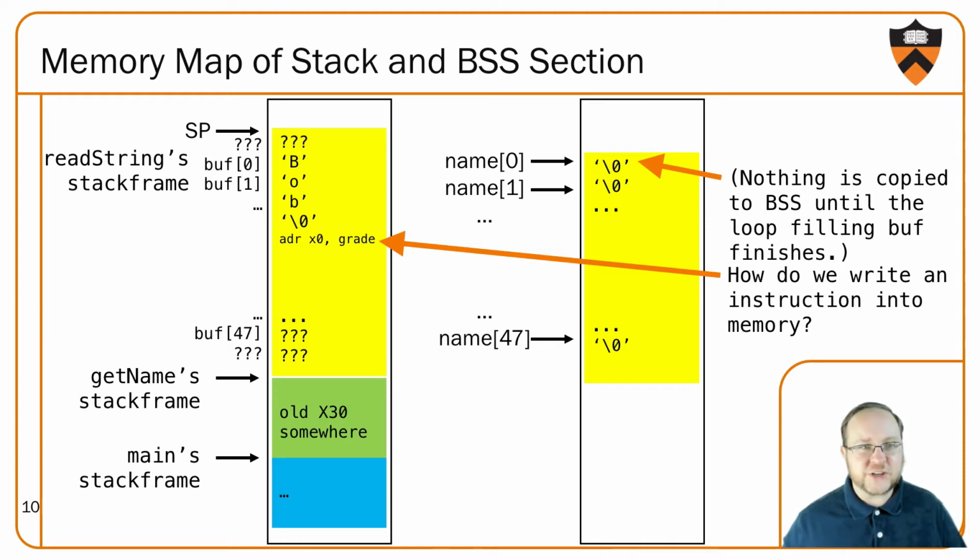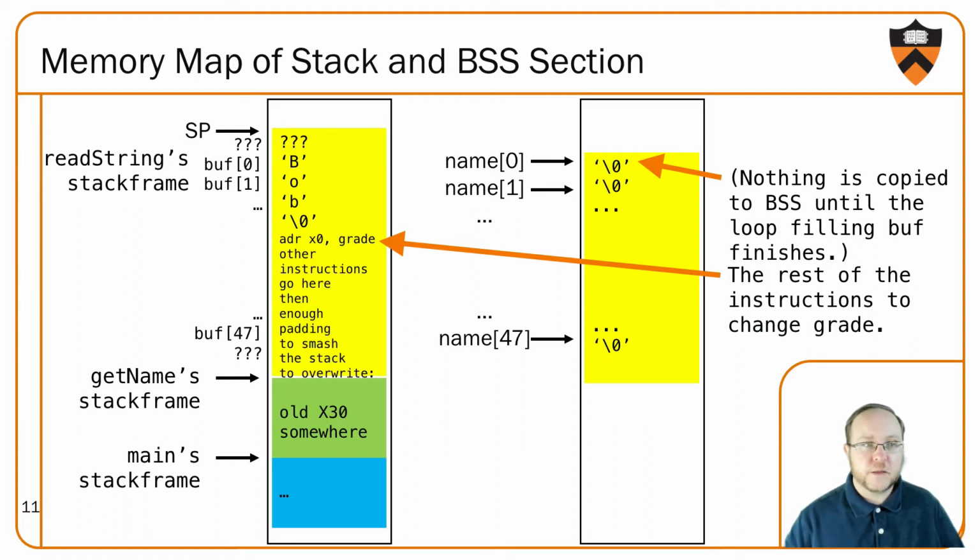That's not how executable code is represented in a program. So to pull off this attack, we need to know what the machine language instruction corresponding to each of these assembly instructions looks like, bit by bit. And that will be the focus of the second half of this lecture. But before we get there, let's just finish off the operation of the A attack. So we write the rest of the instructions to change the grade in buff in readString's stack frame.